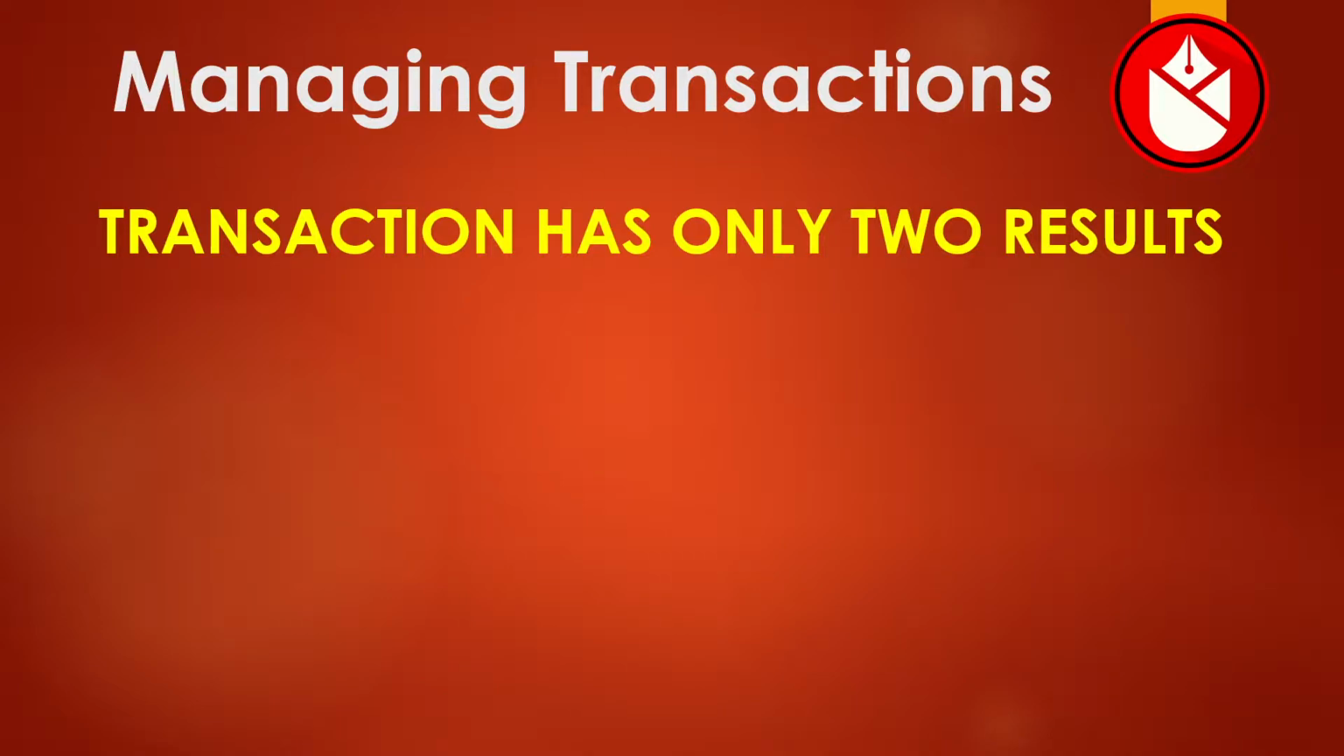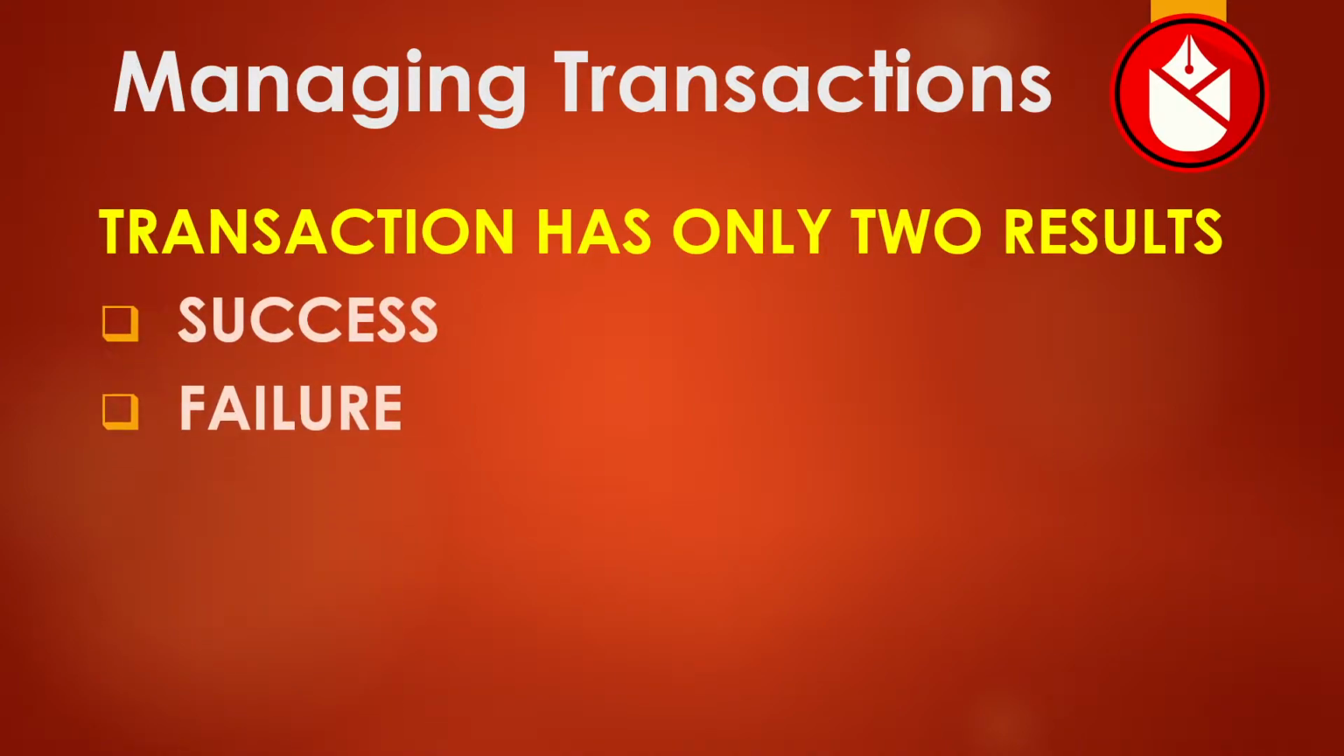This video describes transactions in a database. Transactions group a set of tasks into a single execution unit. Each transaction begins with a specific task and ends when all the tasks in the group successfully complete. If any of the tasks fail, the transaction fails. Therefore, a transaction has only two results, success or failure.